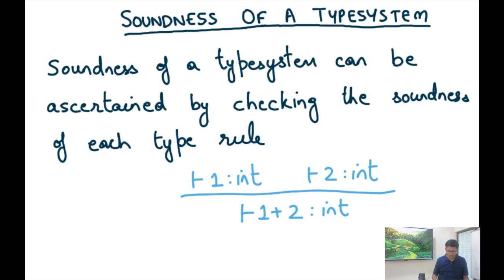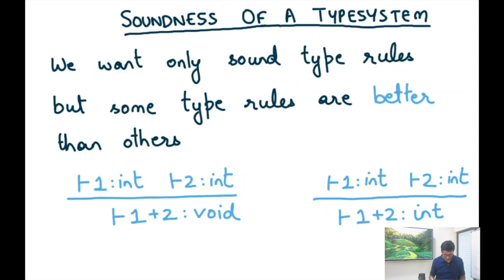In general, the soundness of a type system can be ascertained by checking the soundness of each type rule. So if you just look at each of your type rules and check whether it's actually sound, just like I gave you the example of the add type rule. So indeed, this type rule is sound because the execution semantics of the plus operator agree with this particular type rule. Okay, in our type system, we only want sound type rules, but it's not just enough to be sound.